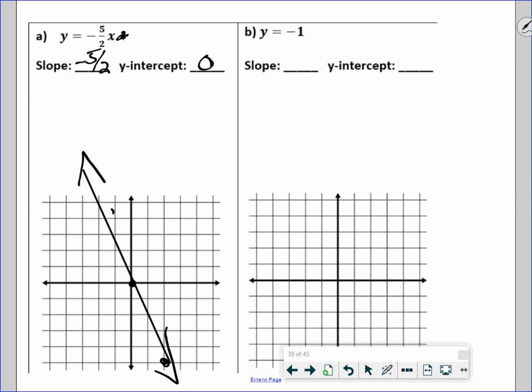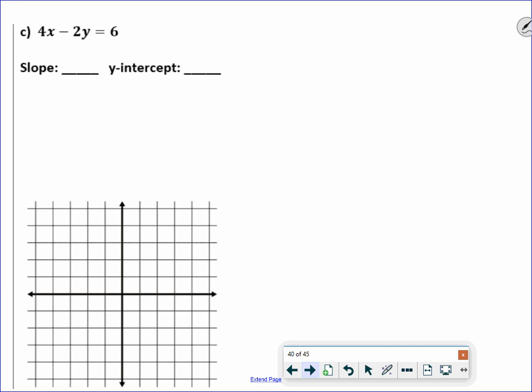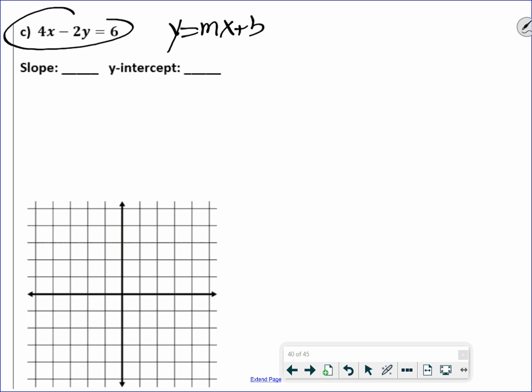For this one, the slope is 0 and the y-intercept is negative 1. Remember, if you have y equals, it's just a horizontal line. For this one, it's not set up. Remember, slope-intercept form is y equals mx plus b. So what I need to do is solve this equation for y.